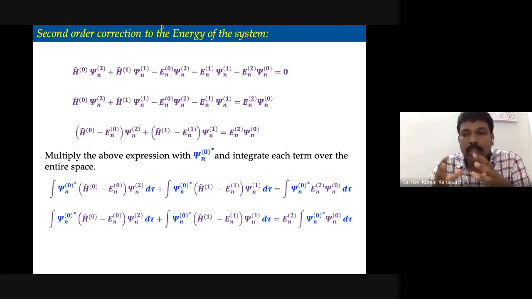The theoretical evidence for whether it is an attraction or a repulsion is provided by the second order correction to the energy of the system. From perturbation theory, it is proved why it is attraction. That particular answer is given by the perturbation theory.